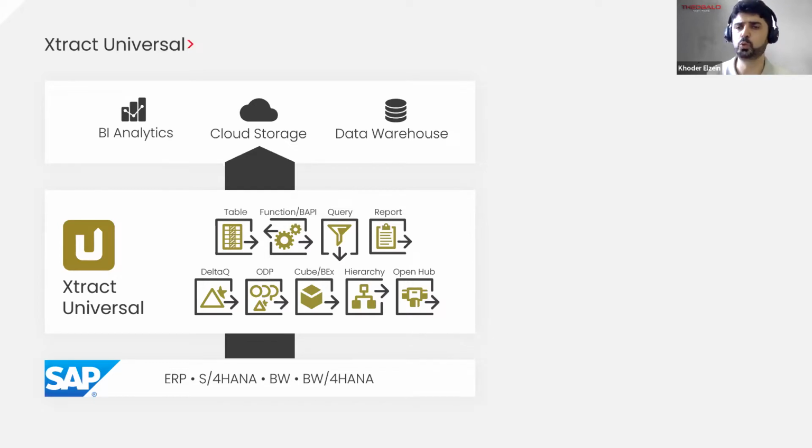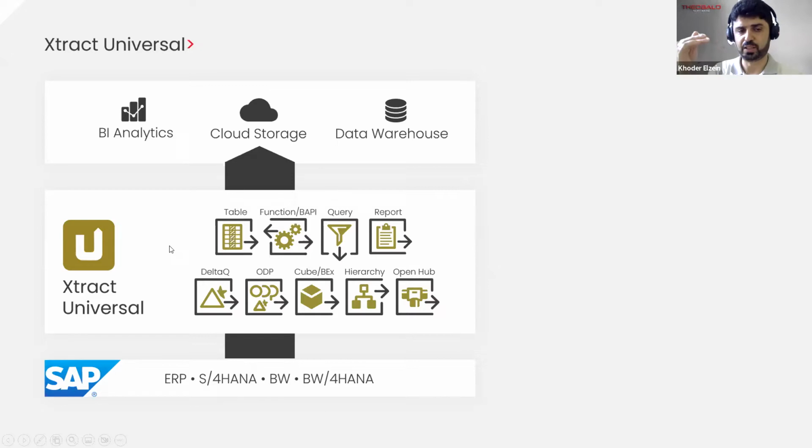You can connect to cubes, you can connect to queries, to hierarchies, to open hubs, and actually to any object. That's important to know here. You can connect to any SAP system, to any object on your SAP systems, either on the ERP S4HANA side or on the BW side. You can extract data in full load, incremental load, and update load. Okay, those are some of the important features offered with Xtract Universal.